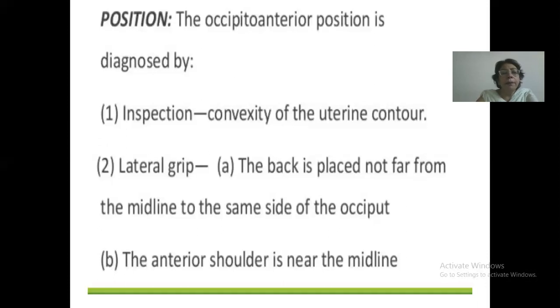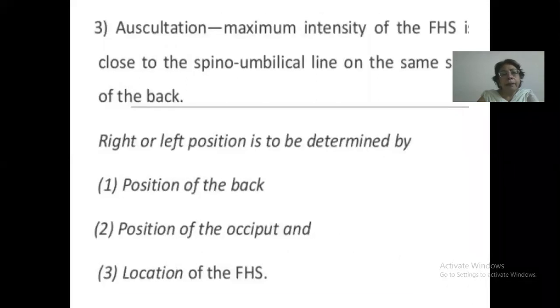You need to know the position of the occiput. Now on inspection, you see the convexity of the uterine contour. On lateral grips, the back is placed not far from the midline, on the same side as the occiput, and the anterior shoulder is near the midline. On auscultation, maximum intensity of the fetal heart is close to the spino-umbilical line on the same side as the back. This is true for all normal presentations. Now, right or left position is to be determined by the position of the back, whether it is present on the left side or right side, the position of the occiput, and the location of the fetal heart on the same side as the back.